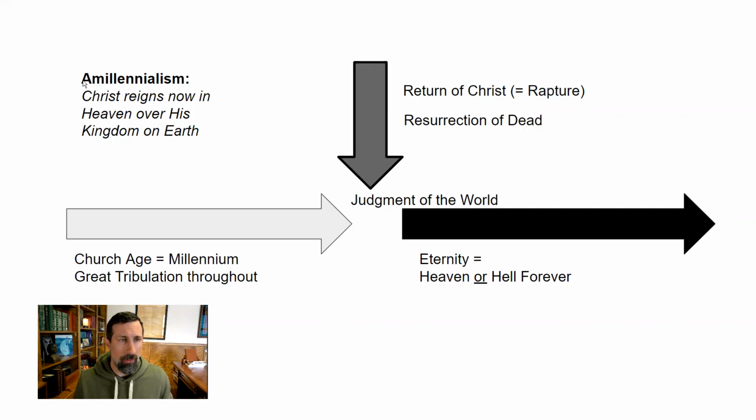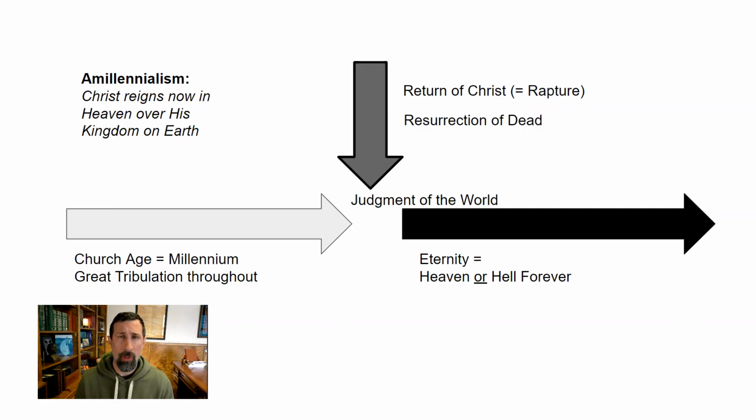But let's go ahead and just have a look at what this view is and why it holds what it holds. You're going to notice here that the title of this is called amillennialism. The word millennial or millennium means 1,000 years, and a is a negative, which means not. And so the name technically means not millennialism. Chiasm, again, is another word that means 1,000 years.